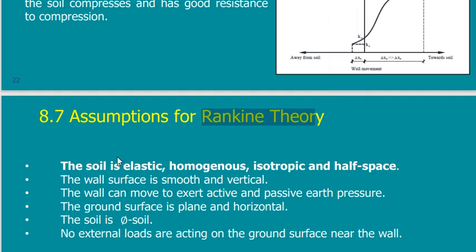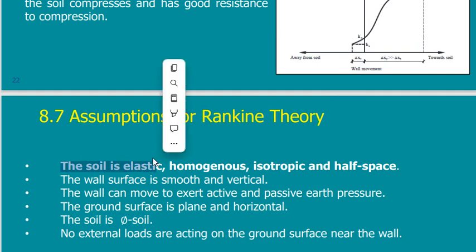So, first of all, he assumed that the soil is elastic. Most of the theories, especially the old theories, assume that soil is elastic. Homogeneous, of course, because he cannot assume that the C and phi will change in the top layer and in the bottom layer. It is difficult for them to assume something like this. So it is homogeneous. Isotropic. Isotropic means that the forces in all directions are the same, similar to water.